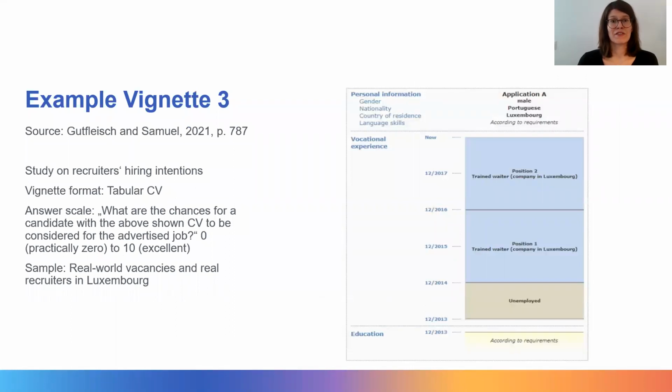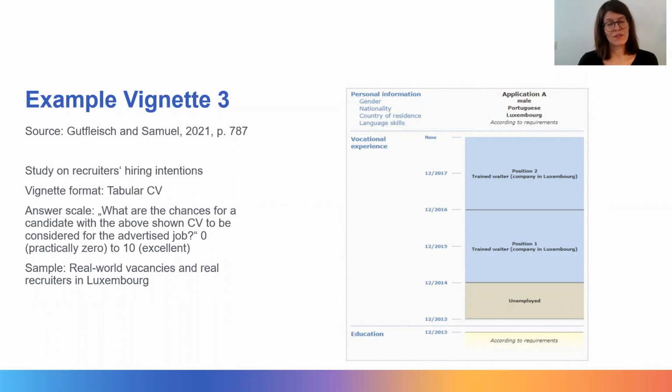The last example is from my own research. The vignettes described applicants and varied systematically in the characteristics of these applicants, such as the applicant's gender. Other characteristics, such as, for example, the years of labor market participation, were held constant across the vignettes. The vignettes were displayed in the form of tabular CVs. The information that varied between the vignettes was highlighted in bold.